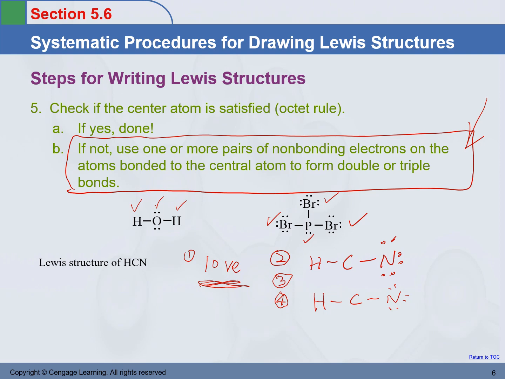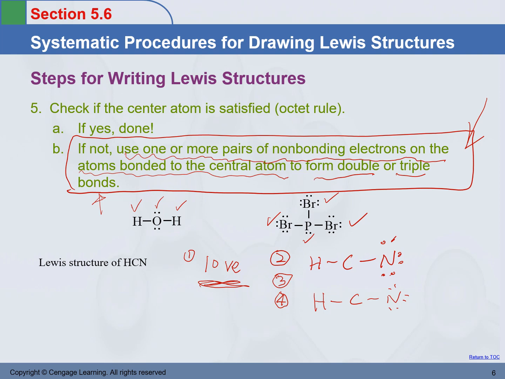Now, number 5. Check if the center atom is satisfied. Look at carbon. Carbon needs 8, and right now it has 4. Carbon is not satisfied. If not, use one or more pairs of non-bonding electrons on the atoms bound to the center atom to form double or triple bonds. Is it double or triple? Start from double. If double is not enough, go to triple. You do the same thing until the center gets 8.